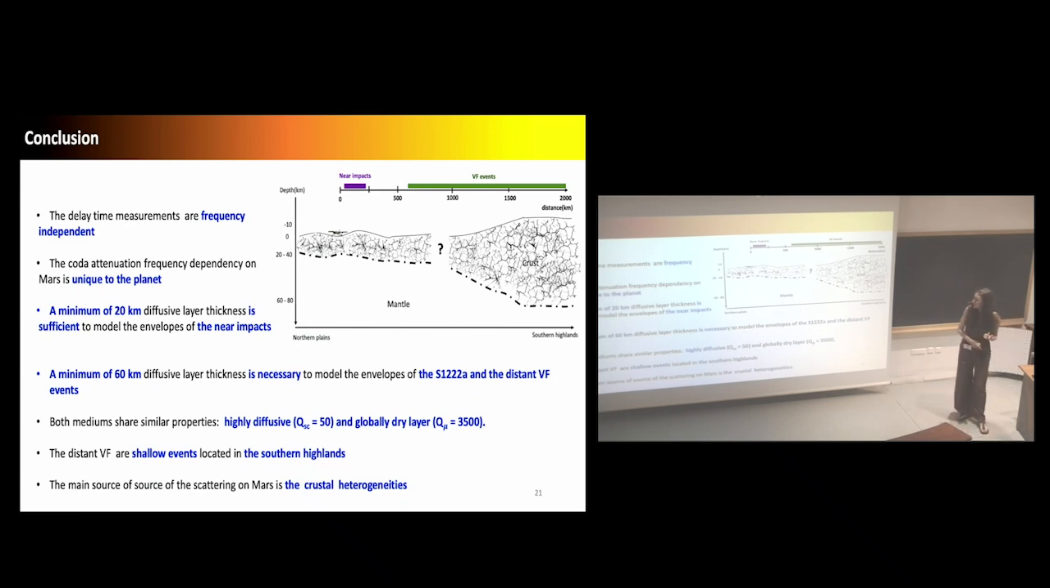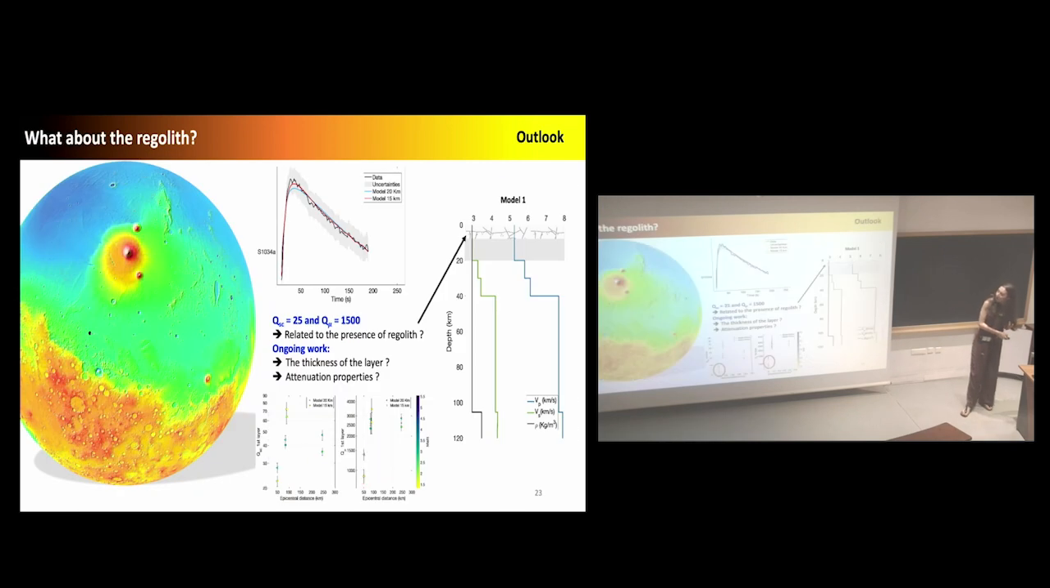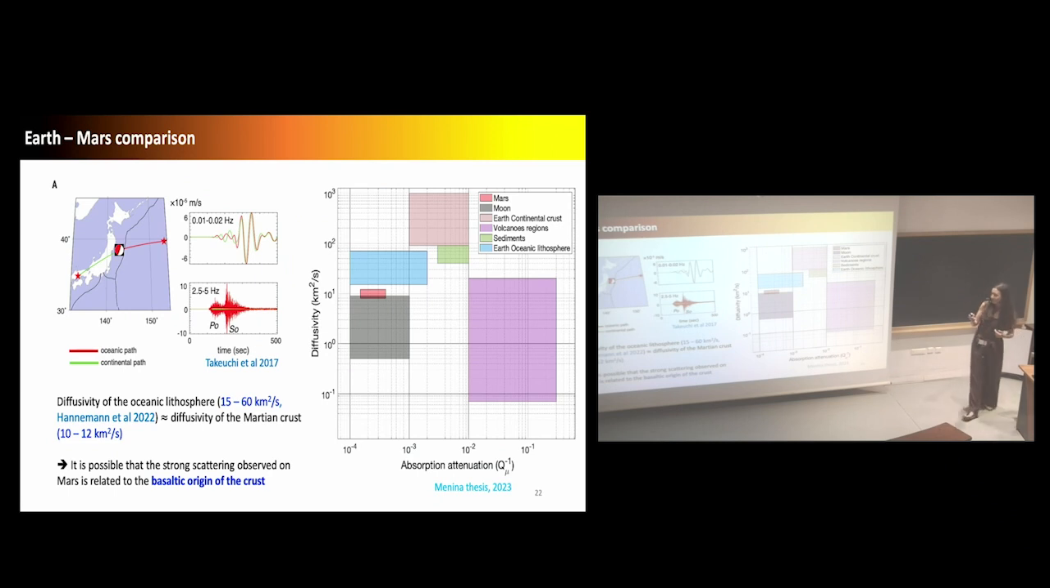And with this result, we were able also to make a comparison. We tried to understand the context of this result by making a comparison between the Earth, Moon, and Mars. Here you have the diffusivity as a function of the attenuation properties. And once again, I use the diffusivity because it is independent of the frequency. In a lot of articles, we don't work in the same frequency ranges.